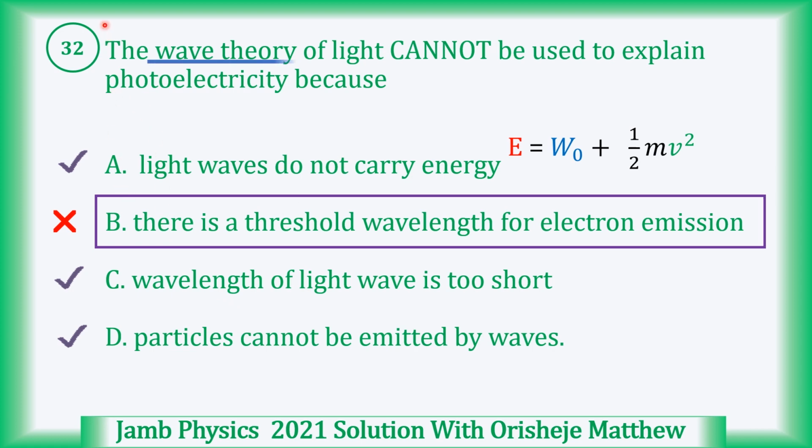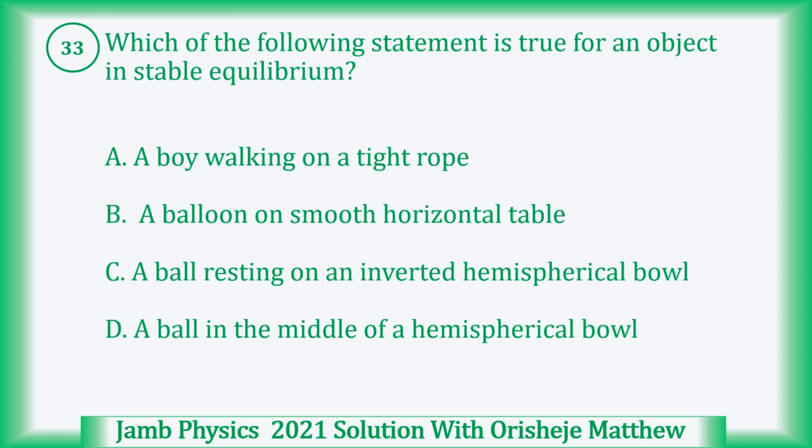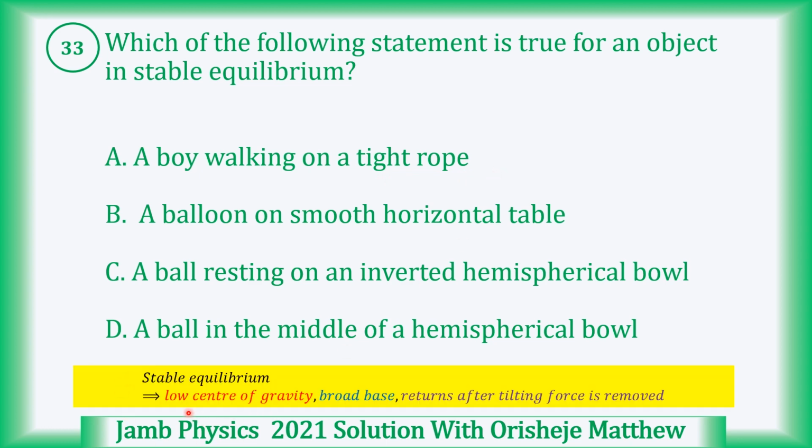So we go to question 33, which had to do with equilibrium. Which of the following statements is not true of an object in stable equilibrium? Now for stability, the center of gravity must be low, the base must be broad, and if you apply force on the object and you remove the force, the object should be able to return to the original position when the tilting force is removed.